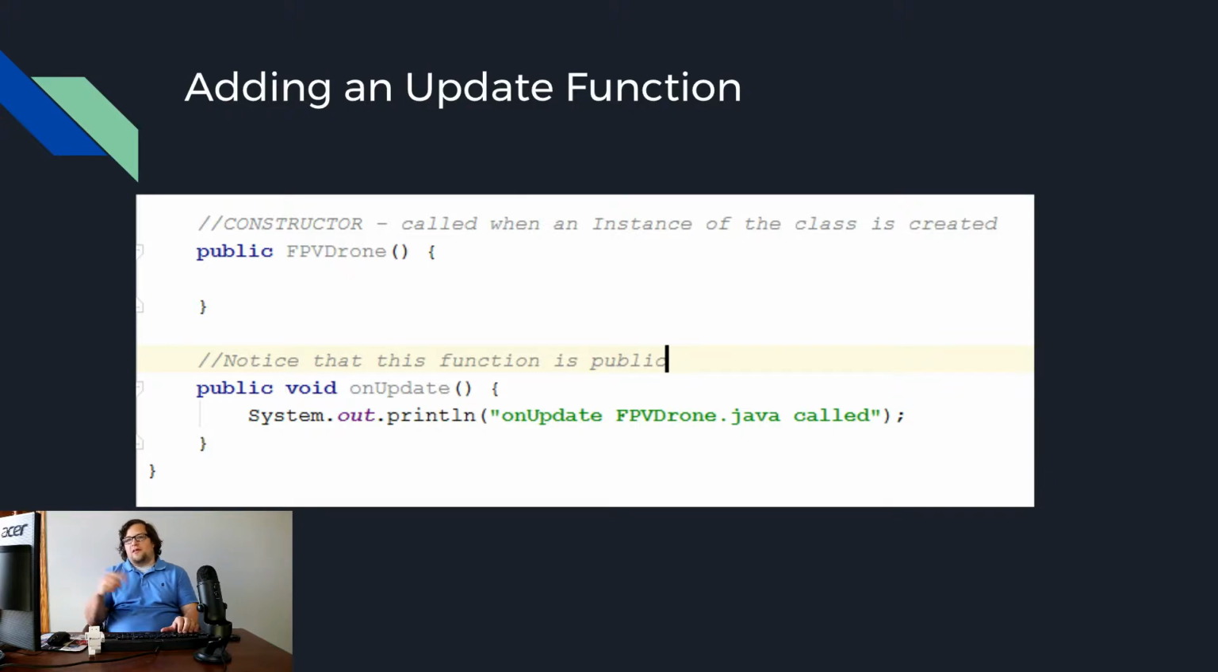So back in the FPV drone class, if we were to scroll down and add a new function called public void onUpdate. It is public, so make sure you pay attention to that. Then just do a System.out.println on update FPVDrone.java. And so now you've added some functionality. So maybe the FPV drone class needed an update.